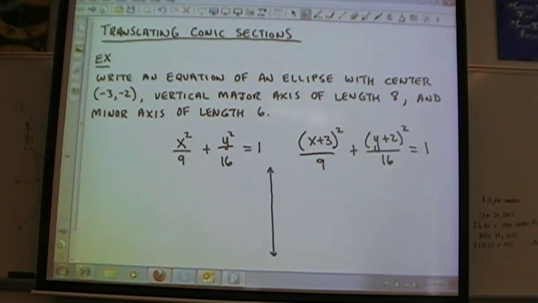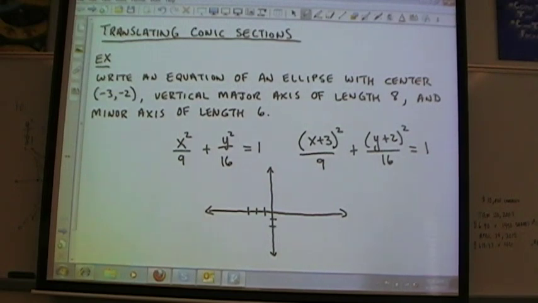I feel like we've already done this with circles, but now it's just an ellipse. We have. Yes. Well, I don't know if we've moved circles around. No, we haven't. Well, actually we did. Yeah, you're right.